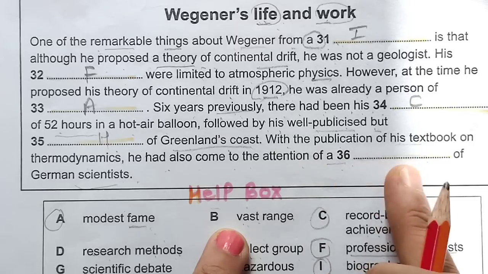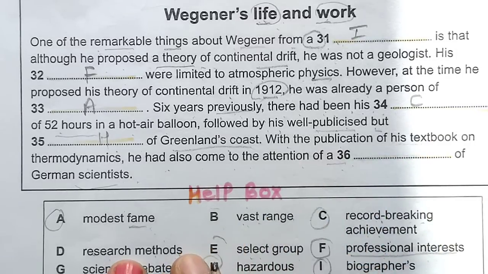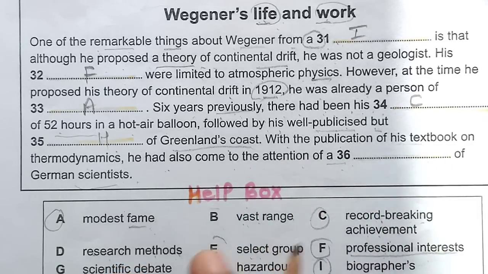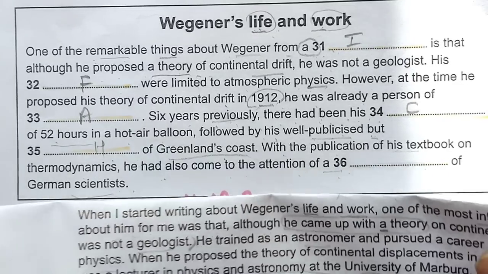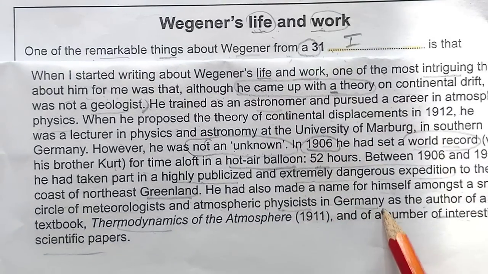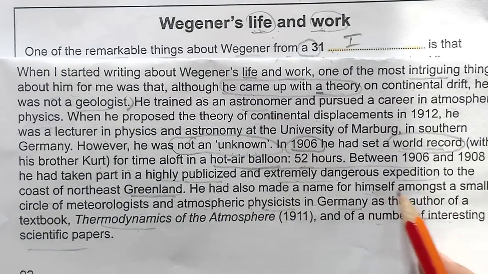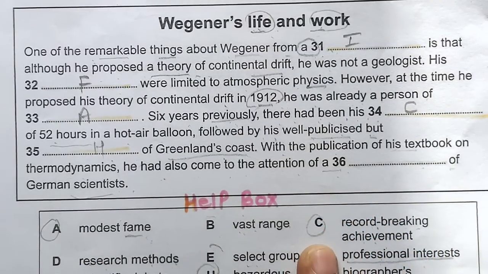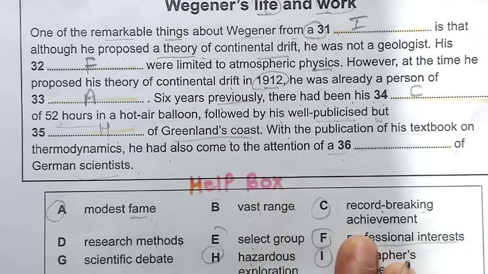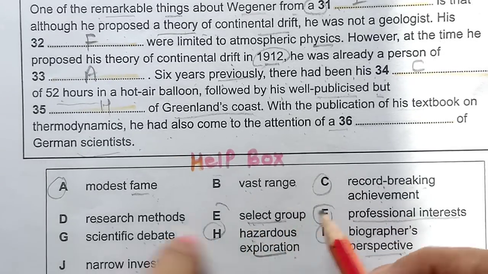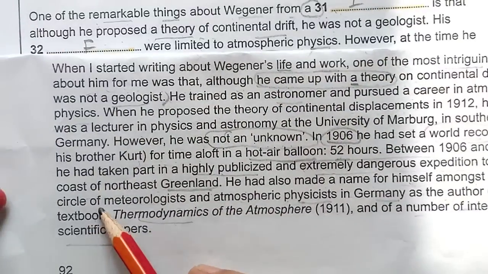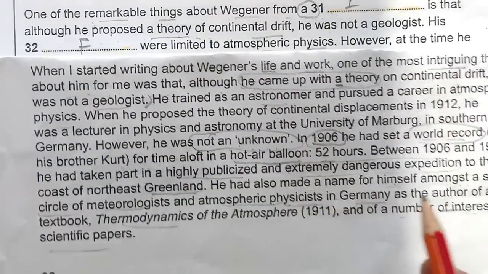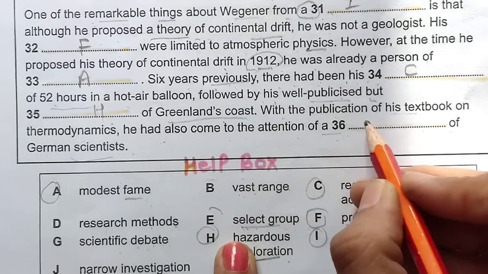Vast range, attention of a vast range of. Research methods. He had also come to the attention of. Scientific debate, but here they are not talking about any debate kind of thing. Himself amongst a small circle of, okay, no, this we can't go. Scientific debate, narrow investigations, select group, because yes, circle of meteorologists and atmospheric physicists in Germany. So that is, I think, select group will come with that.